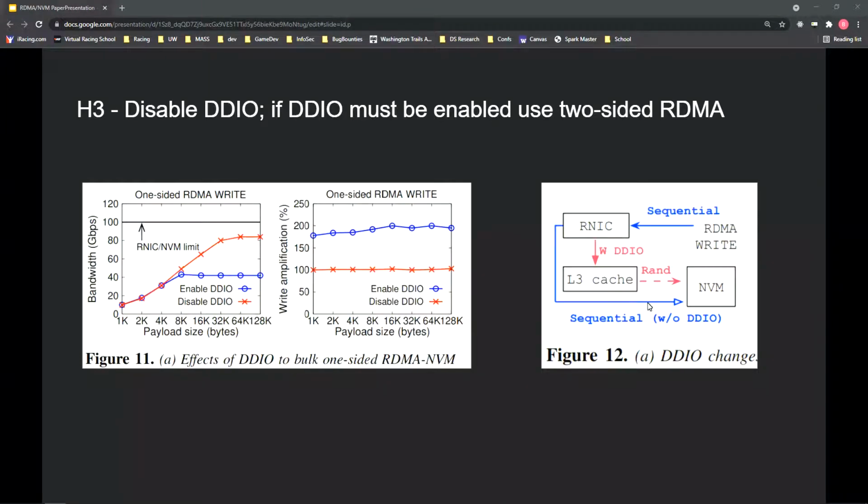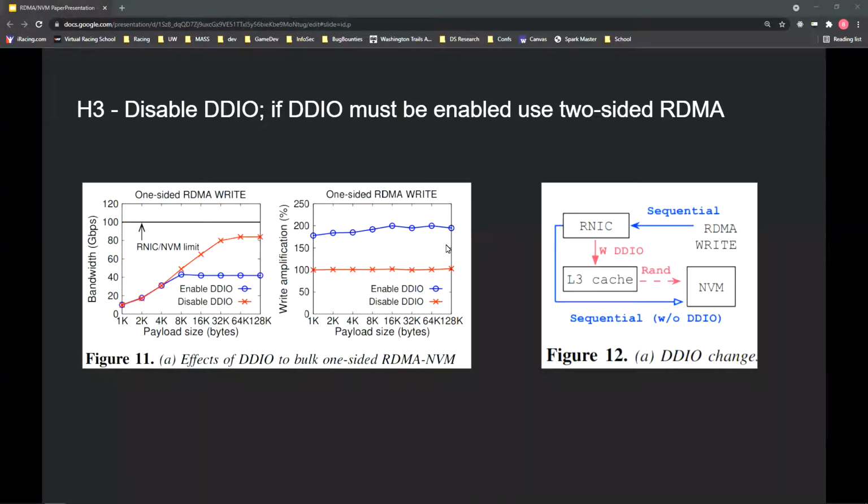So you can see in figure 12A, when it is enabled, it goes to the L3 cache and then randomly over to the NVM, versus disabled, going directly via PCIe to the NVM. And then the write amplification. So with a baseline of 100% when it's disabled, enabling it jumps almost to 200% as a result.